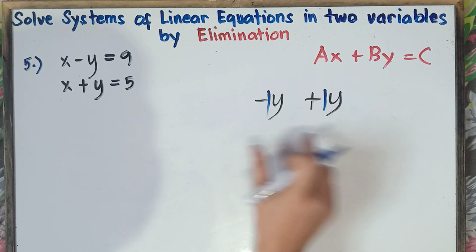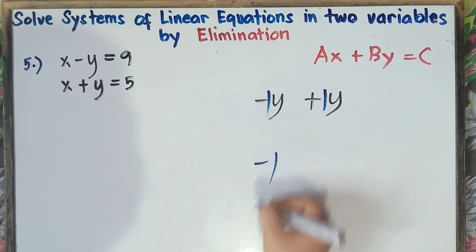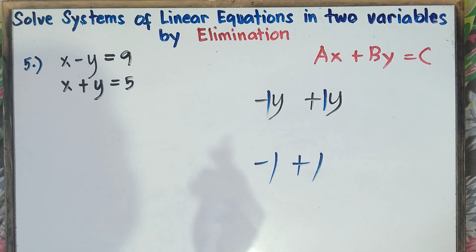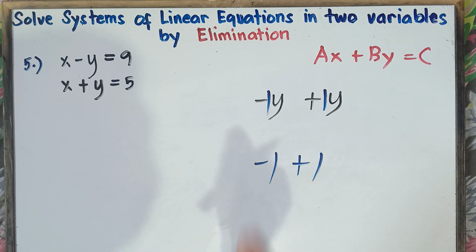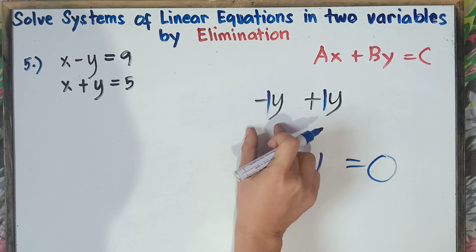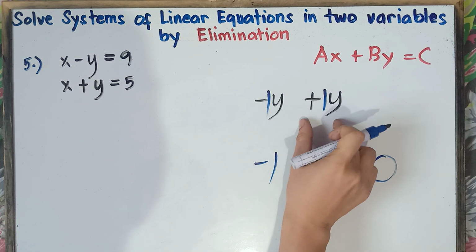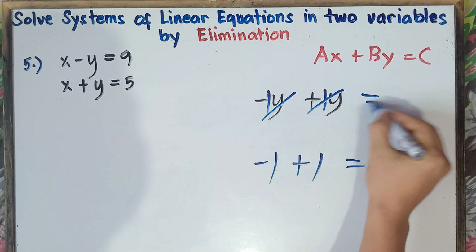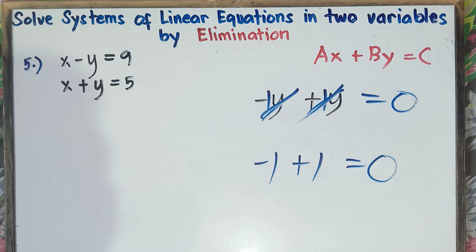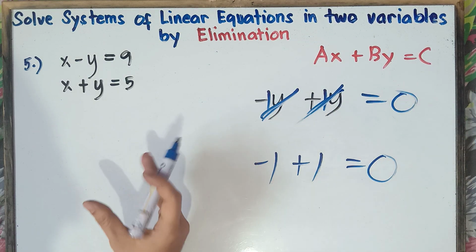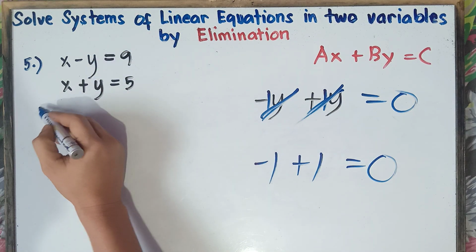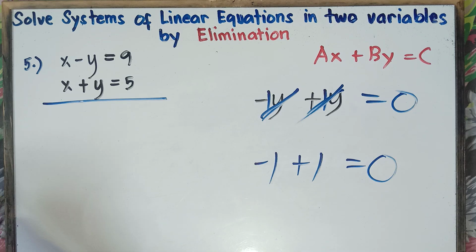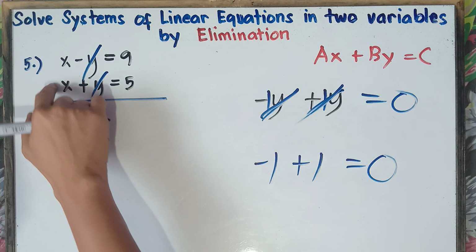Of course, we know negative 1 combined with positive 1: if the signs are not the same, you subtract, and 1 minus 1 is equal to 0. Therefore, negative 1y combined with positive 1y is equal to 0. You can simply cancel that out. So in number 5, no need to multiply the equations. We can simply cancel out y.